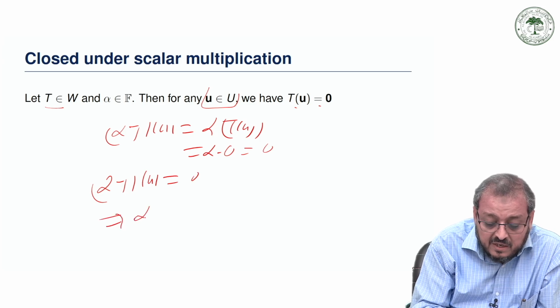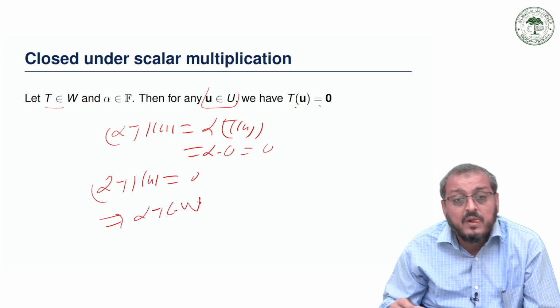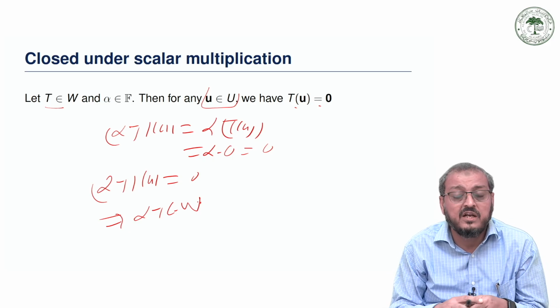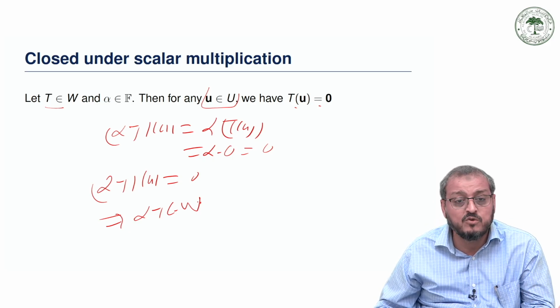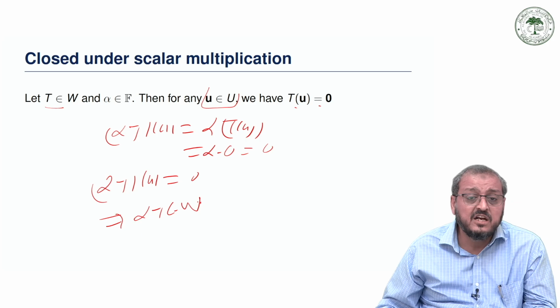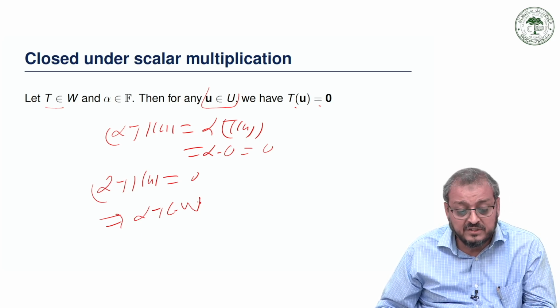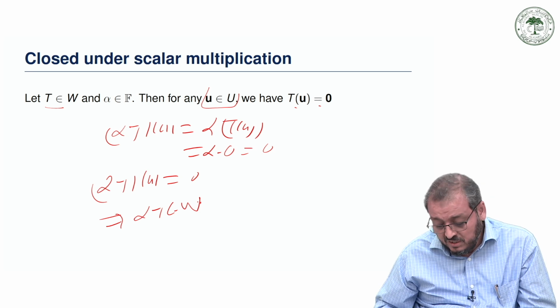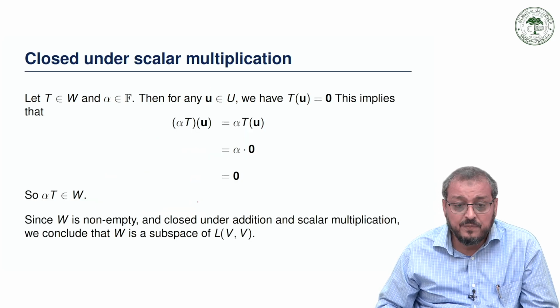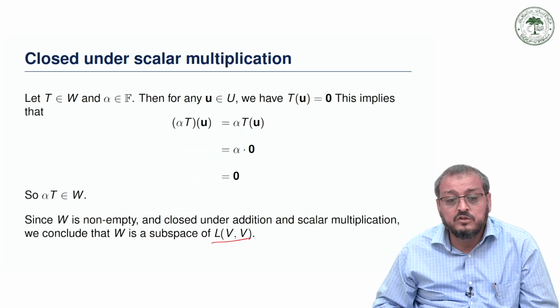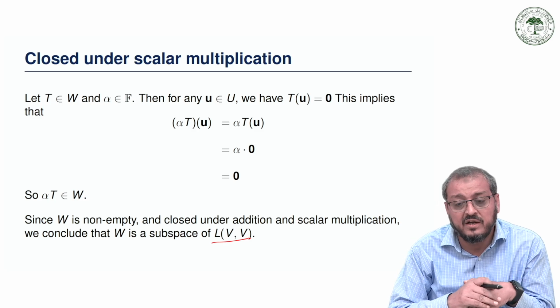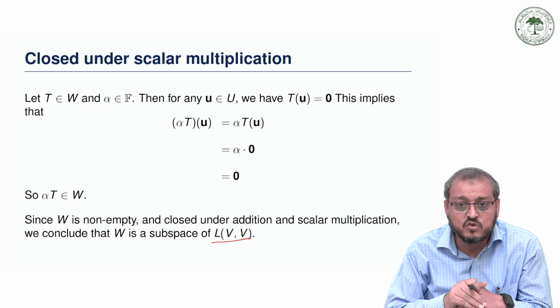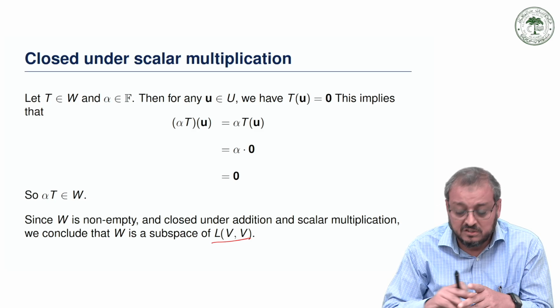This implies that alpha T is an element of W. It means we take two different elements from W and their sum again belongs to W, and it is closed under scalar multiplication and closed under addition. So both conditions are satisfied. So if these two conditions are satisfied, then we can say that W is a subspace of the vector space L of V comma V. So W is non-empty and closed under addition and scalar multiplication. So we conclude that W is a subspace of this.